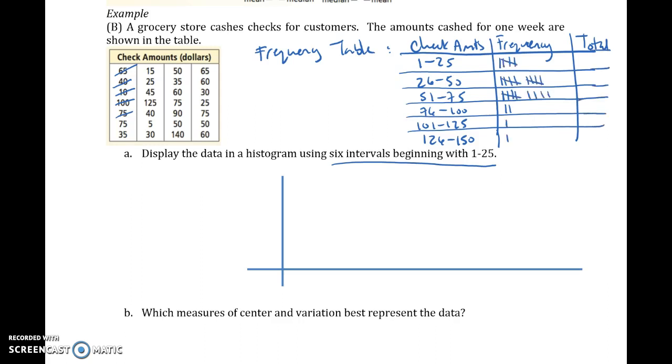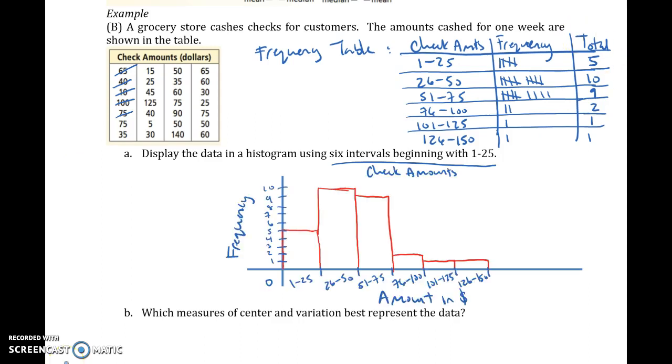All right, let's check your totals. So we should have 5 from 1 to 25, 10 from 26 to 50, 9 from 51 to 75, 2 from 76 to 100, 1 from 101 to 125, and 1 from 126 to 150. You can also double check by adding up your totals to make sure we caught all those numbers. So 5 plus 10 is 15, plus 9 is 24, plus 2 is 26, 27, 28. And is that correct? 1, 2, 3, 4, 5, 6, 7 times 4 is 28. So I think I caught all of them. Then let's go ahead and graph this as our histogram.